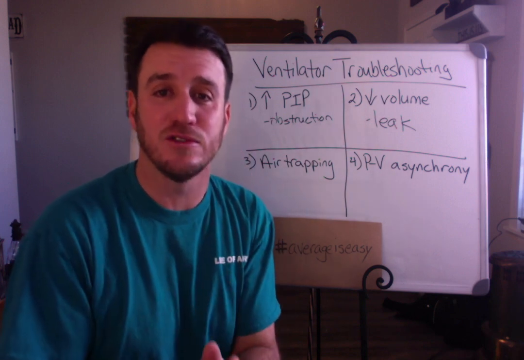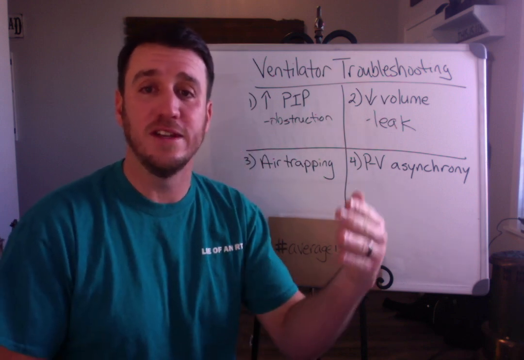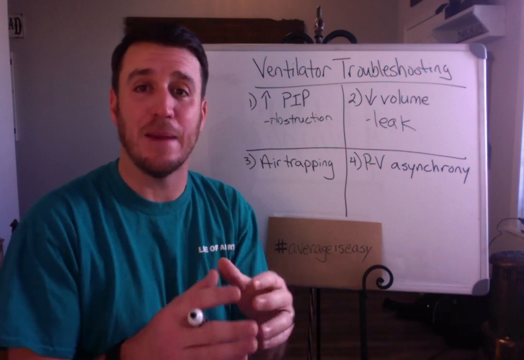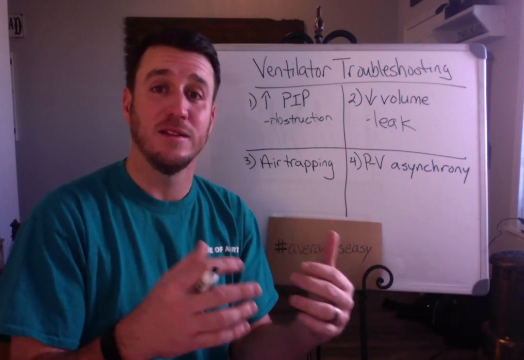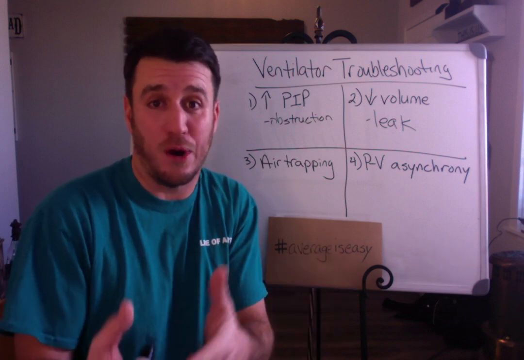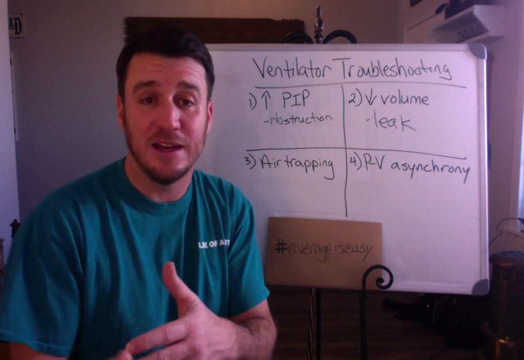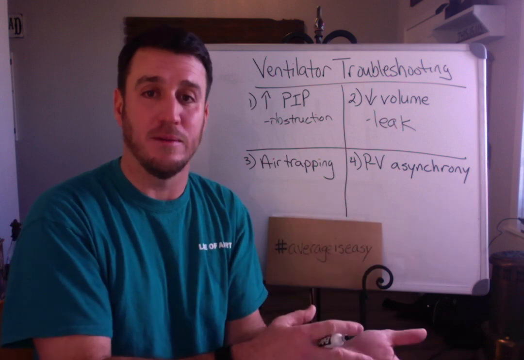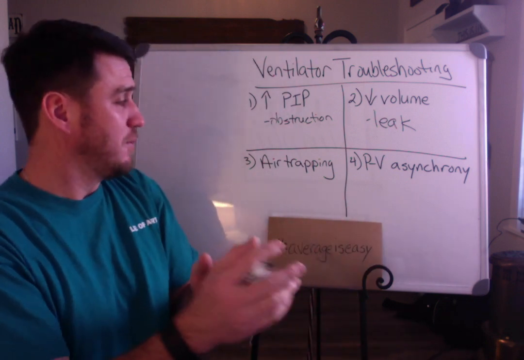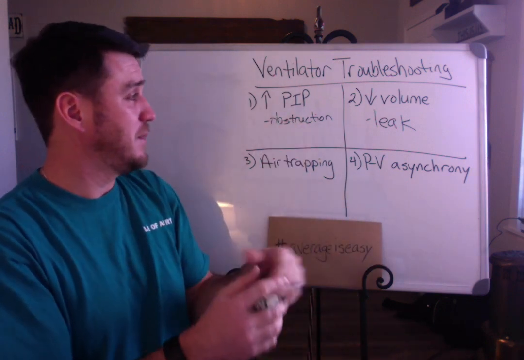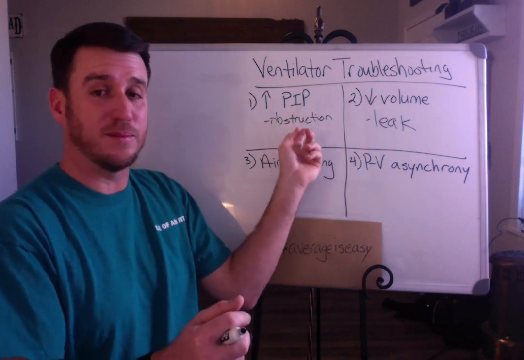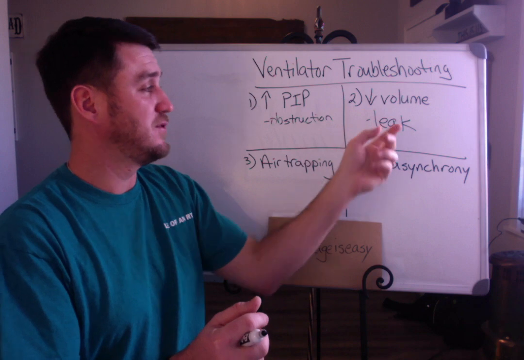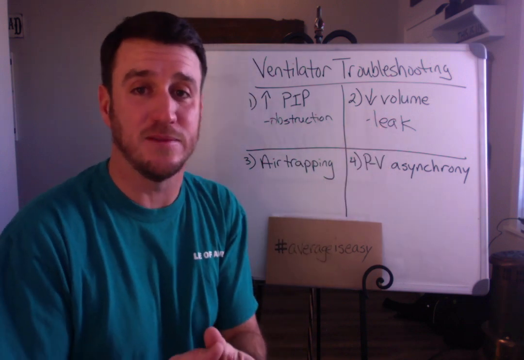Think about the tires on your car. If you have a hole in your tire, what's going to happen to the pressure in your tire? It's going to go down, right? You have to fix the problem. So fix the leak and you'll fix the problem. Okay? So that's increased PIPs and decreased volumes. Increased PIPs, you're thinking some sort of airway obstruction. Decreased volumes, you're typically thinking some type of leak.